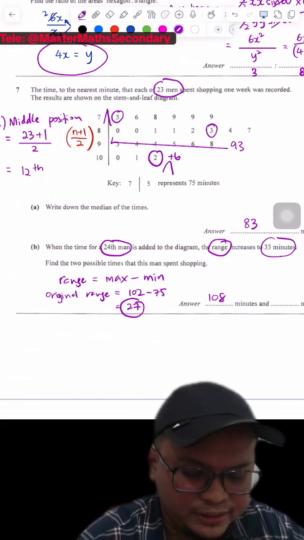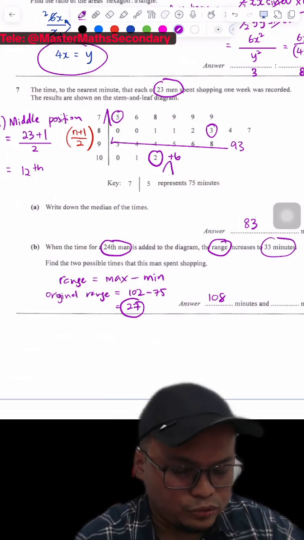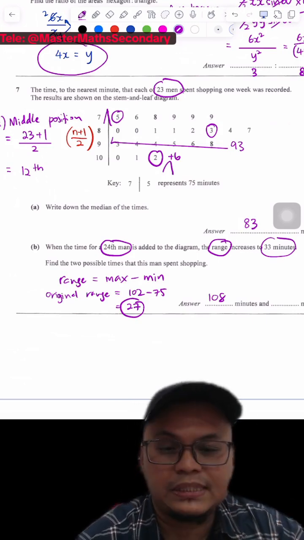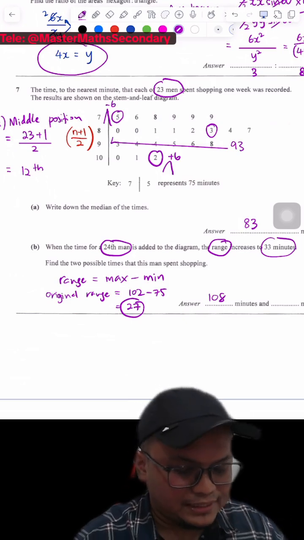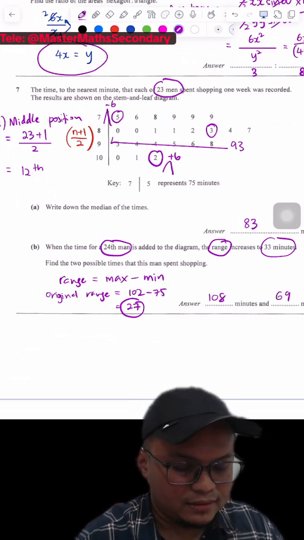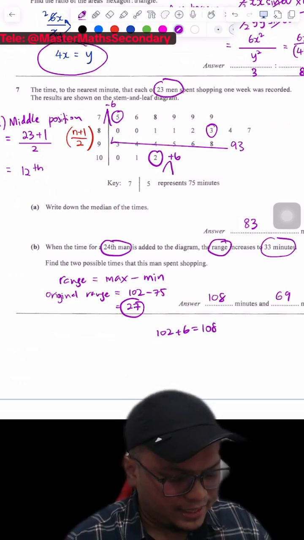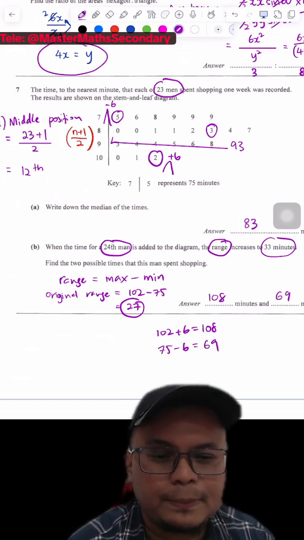Now that's assuming that his timing is larger than 102. Is it possible that his timing is smaller than 75? Yes. For his timing to be smaller than 75 and for the range to be 33, I must subtract 6 from 75. That's how I get 69. So one is 102 plus 6, and the other one would be 75 minus 6. That's how I get these two values here.